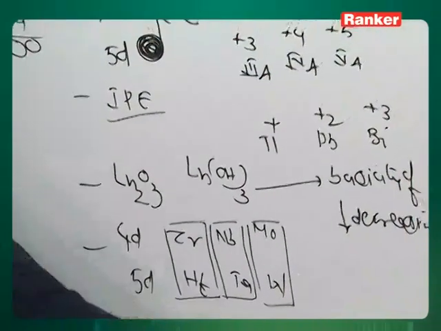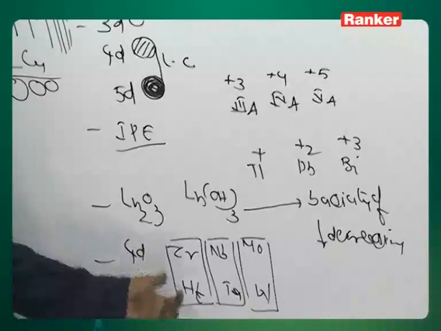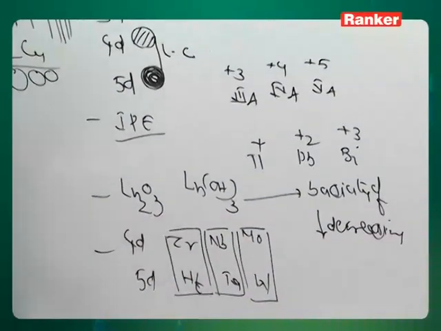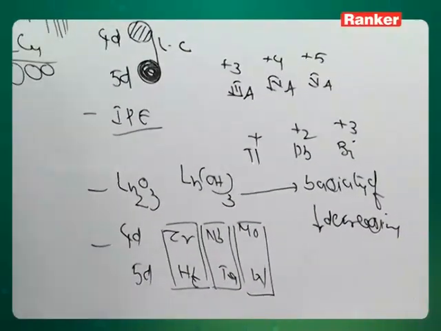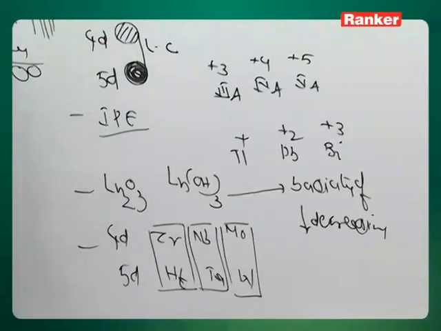This particular point is important. Why do zirconium and hafnium have more or less the same size and properties? This is only due to the lanthanide contraction effect.